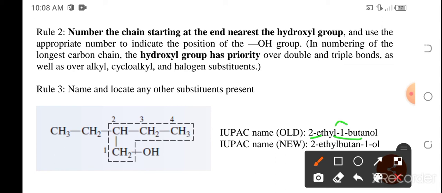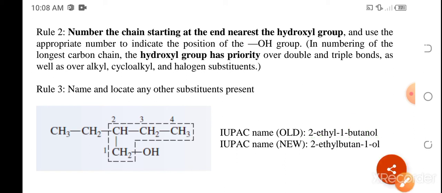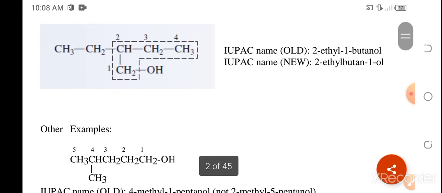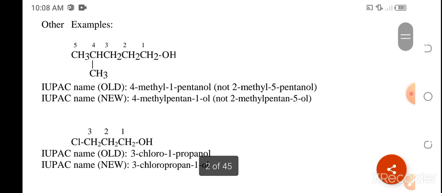So remember, this locant will be inserted between the name of the prefix for the number of carbon atoms and the suffix OL. So they are just synonyms, they are the same. And we still apply the rule for dashes that it would be separating a word from a number. And if there are two numbers to be separated, we have to use a comma. Okay. So these are other examples.